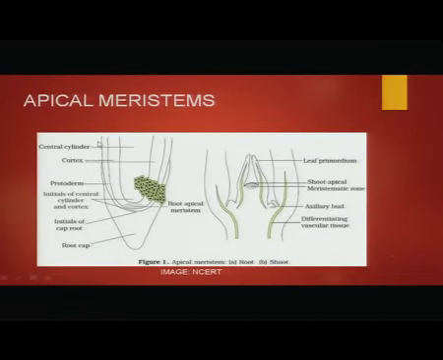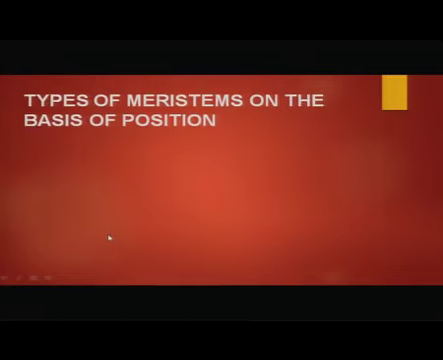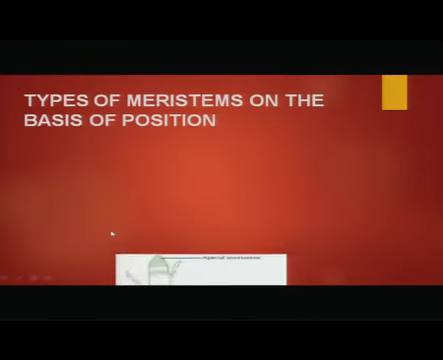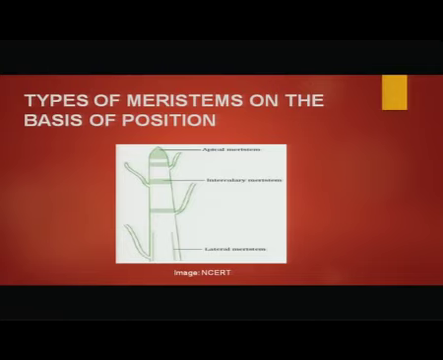This is the diagram of apical meristems that is given in your NCERT. We will come to it later when we discuss the types of meristem on the basis of position. On the basis of position, the meristems can be divided into apical, intercalary and lateral. Let us see in the diagram here. This diagram is in the class 9 textbook of NCERT. Here you can see the apical meristem, which is present at the apices. It can be present at the shoot apex or the root apex also. Then the intercalary meristem.